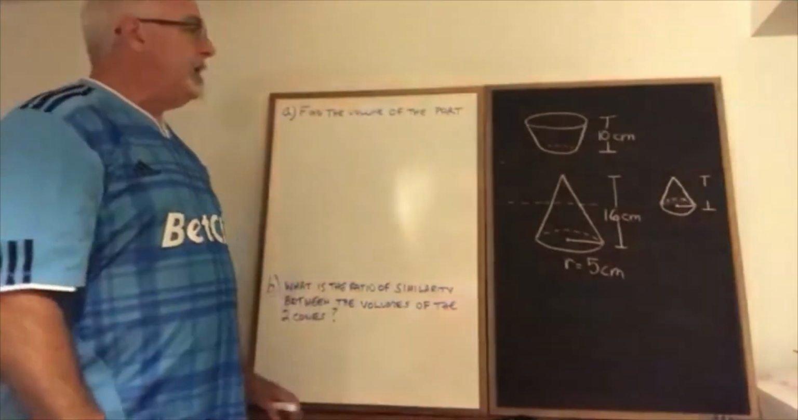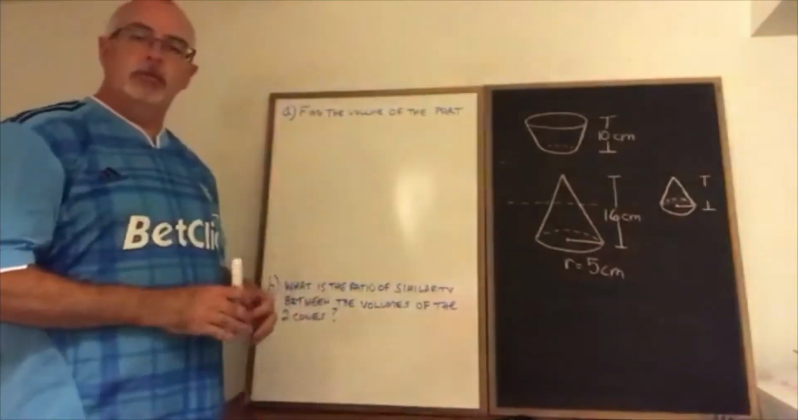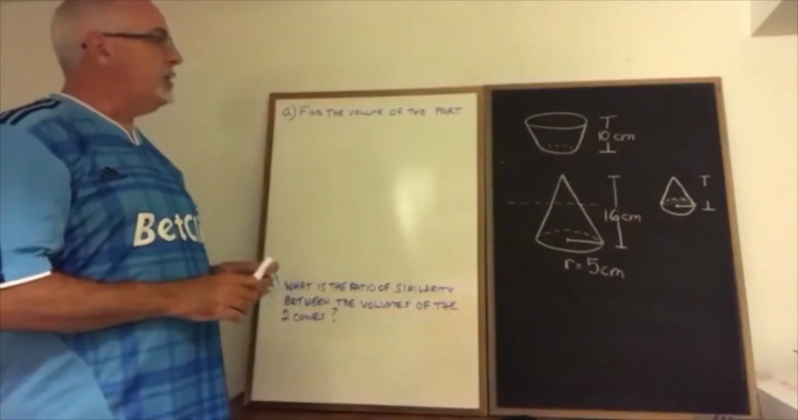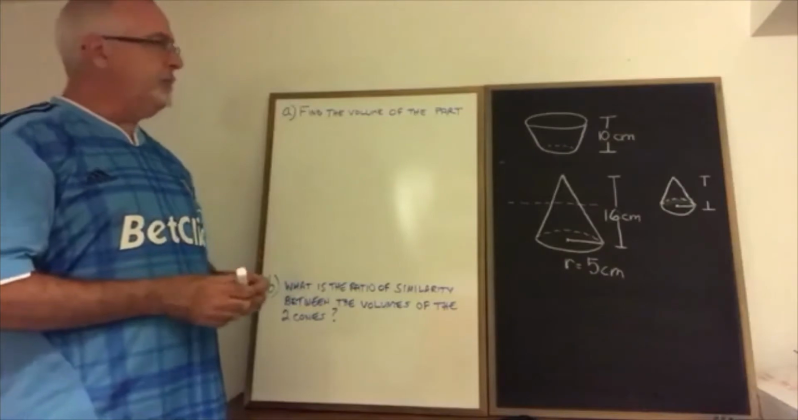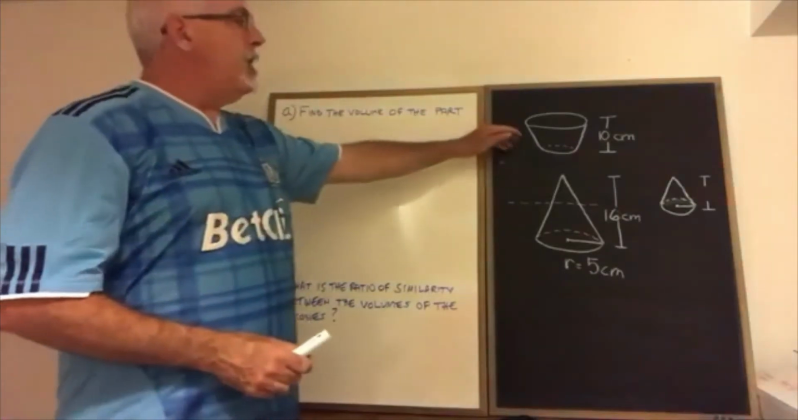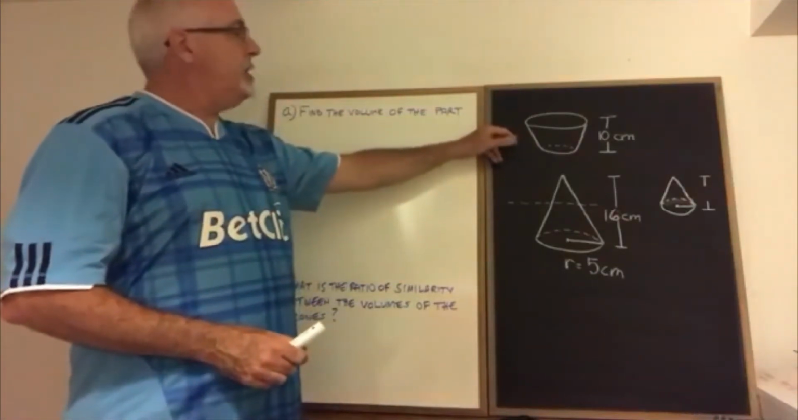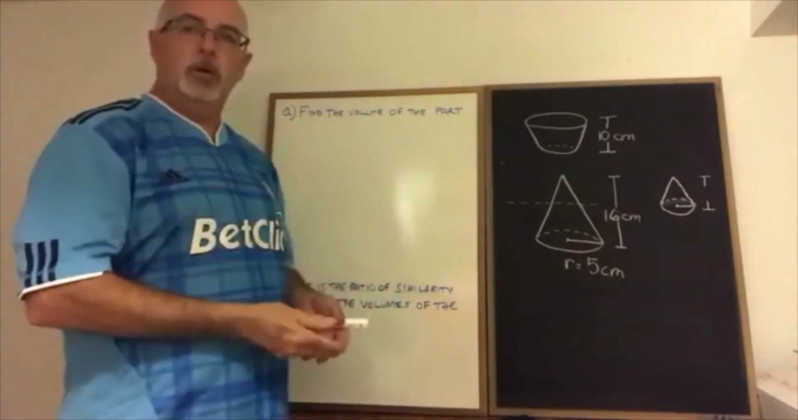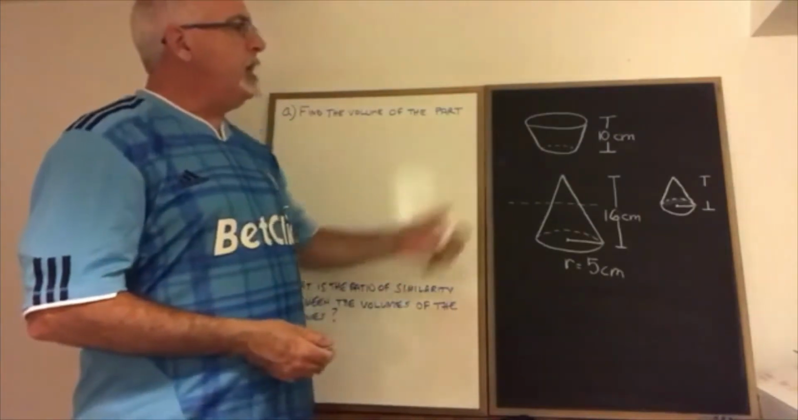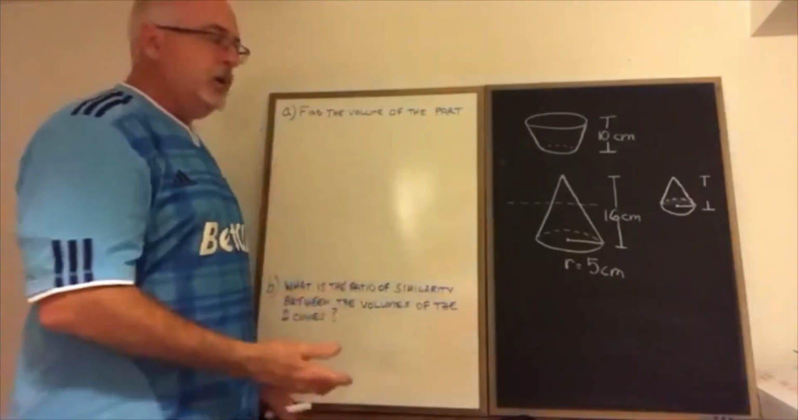Today's Daily Dose of Math is a geometry problem from my Secondary 3 geometry course. This is a task style problem. We have a situation where a part is being made, and this part is made by pouring melted metal into a mold. And the shape of the part is part of a cone.